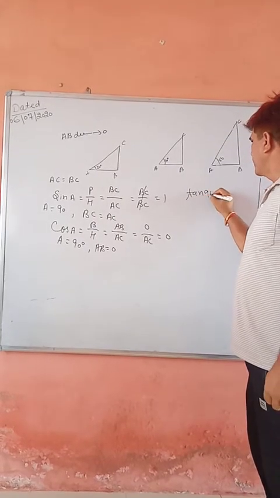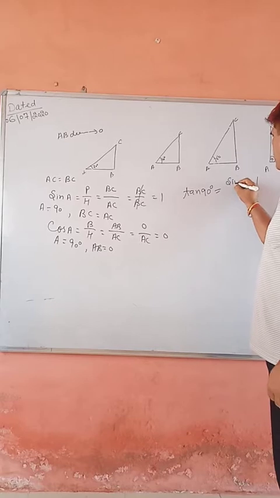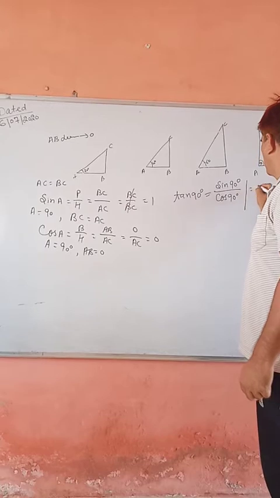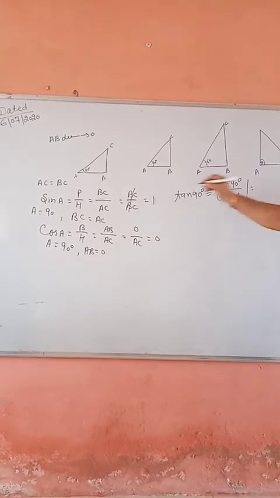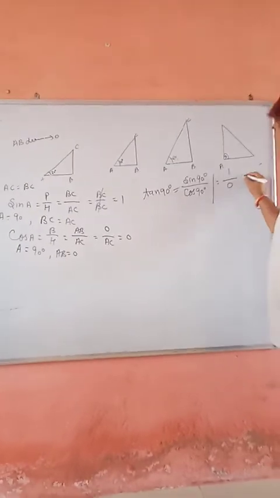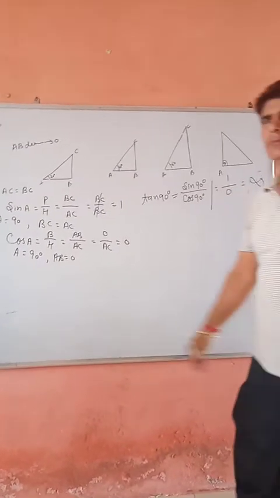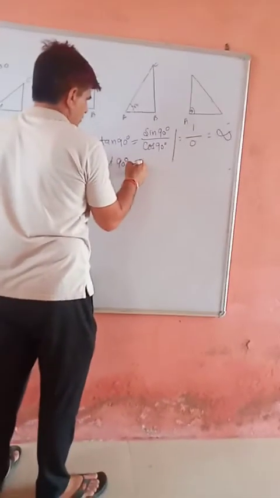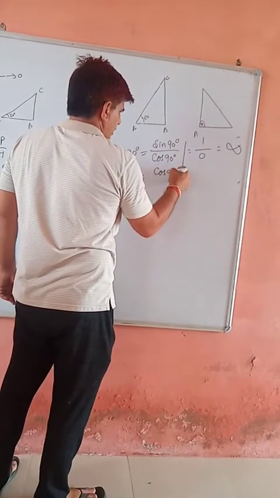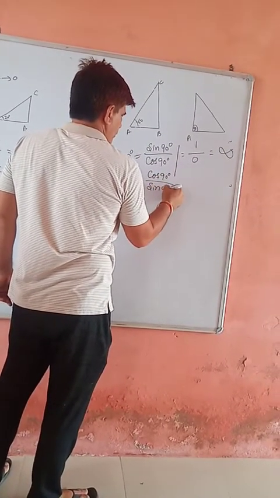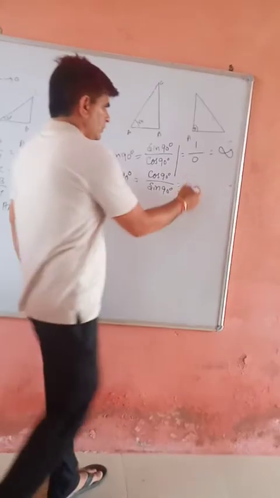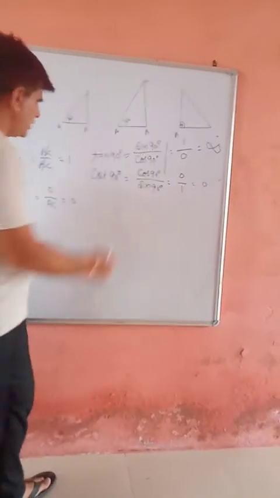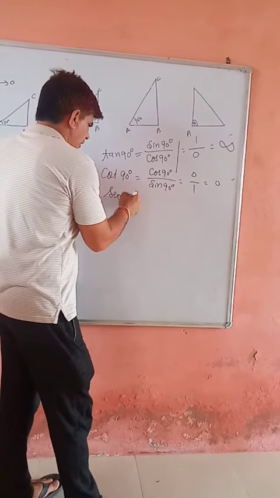Tangent 90. Tangent 90 degree is what? Sine of 90 degree by cos 90. Sine 90 is how much? 1. Cos 90 is 0. This is again undefined. Understood? Now cotangent of 90 degree is what? Cos of 90 degree by sine of 90. What is this? 0. This is 0.